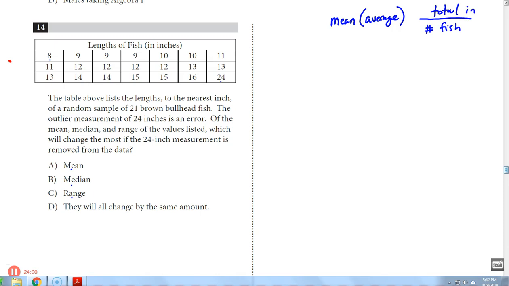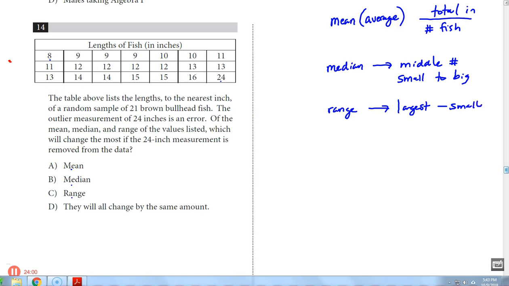And the median represents the middle number. Okay, and you always have to make sure that you've put the list from small to big before you find the middle number, which they don't do sometimes. On this question, they actually kind of did. And then the range, the range is the largest value minus the smallest value. Okay, so the largest value subtract the smallest value.